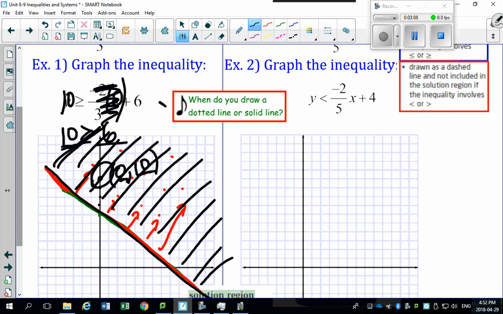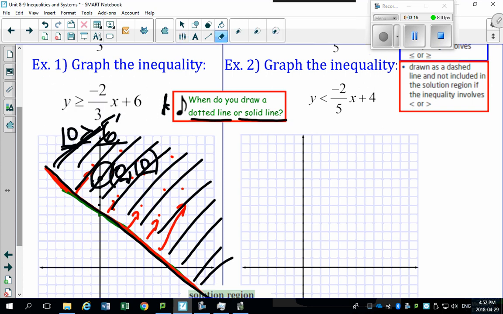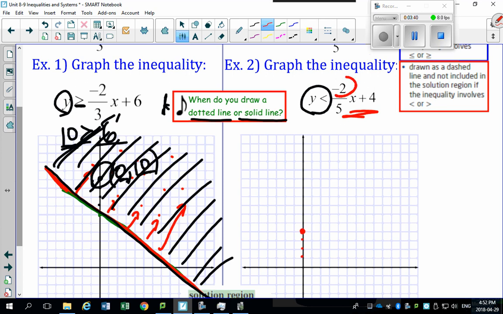So the question is, when do you draw a dotted line or a solid line? You draw a solid line because this says everything bigger than the fence and including the fence. Look at this one. There's no equal sign on that. That's when you draw a dotted line, because that means you go up to the fence, but you don't include the fence. Let's draw this one out and you'll see what I mean. y equals mx plus b. There it is, plus 4. 1, 2, 3, 4. There's your b. Down 2 over 5. Down 2 over 1, 2, 3, 4, 5.